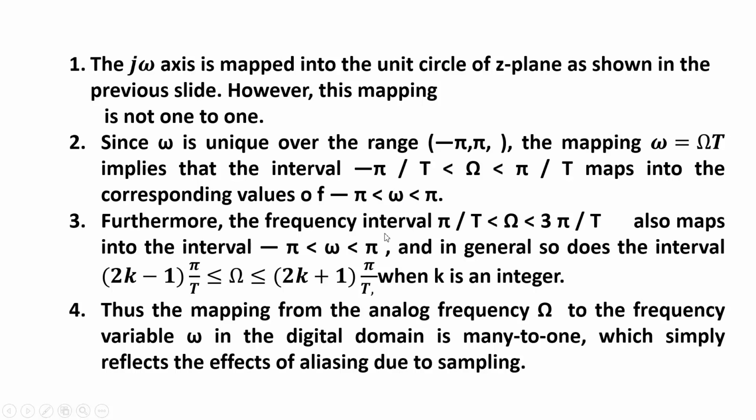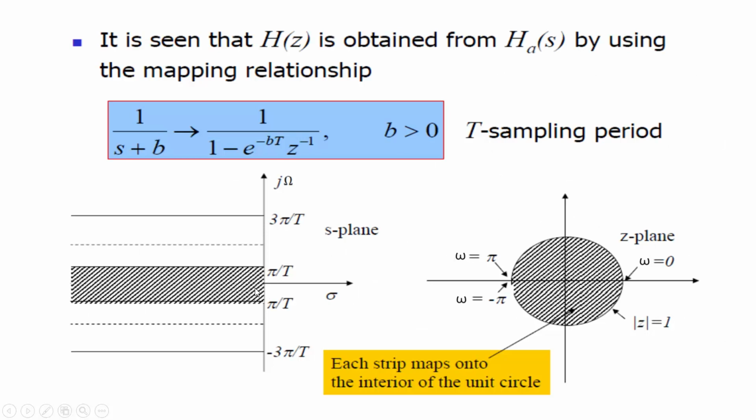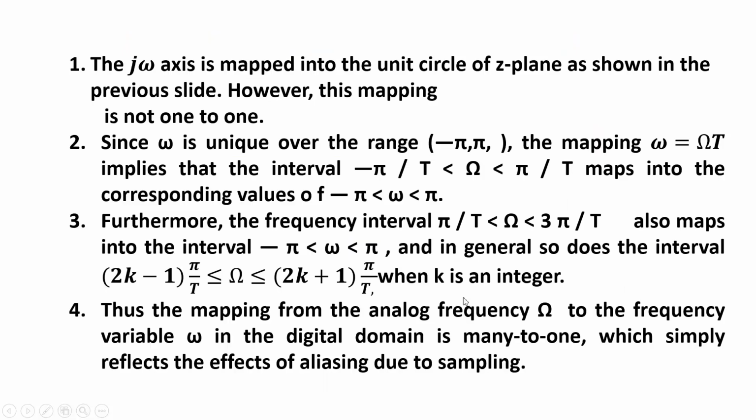Now furthermore, the frequency interval pi by capital T to 3 pi by capital T in the analog frequency domain also maps into this minus pi to pi digital frequency range. That's what I was trying to explain here. When I say that each strip maps into the interior of the unit circle, exactly that same point is mentioned here. And in general, so does the interval.